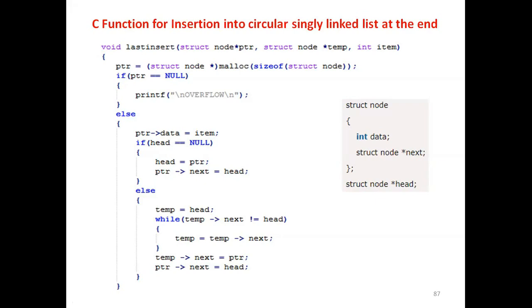So empty list means what? The new node that we want to insert will now be the first node. So if this is the first node, then the pointer adjustment also should be done in that way. So how to do that? You see, if head equals to null, then head equals to ptr, okay, and then ptr arrow next equals to head we have to do, okay.